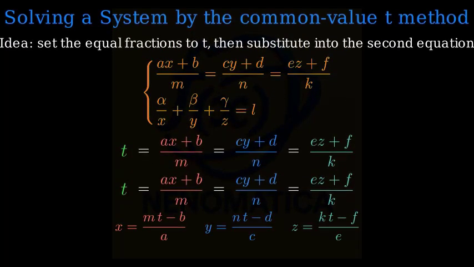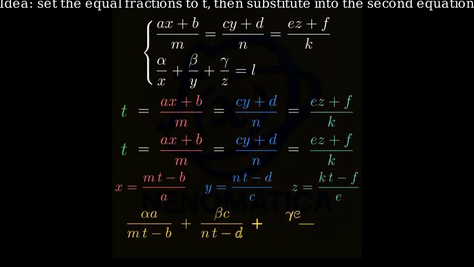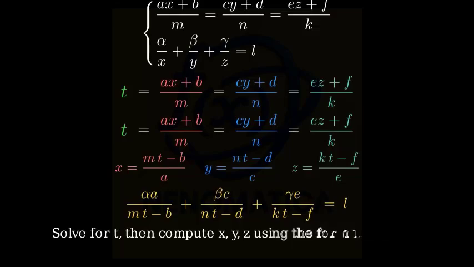From t equals the first fraction, we get x equals mt minus b over a. From the second, we get y equals nt minus d over c. From the third, we get z equals kt minus f over e. Substitute these expressions into the second line. That turns the system into one equation in t only.